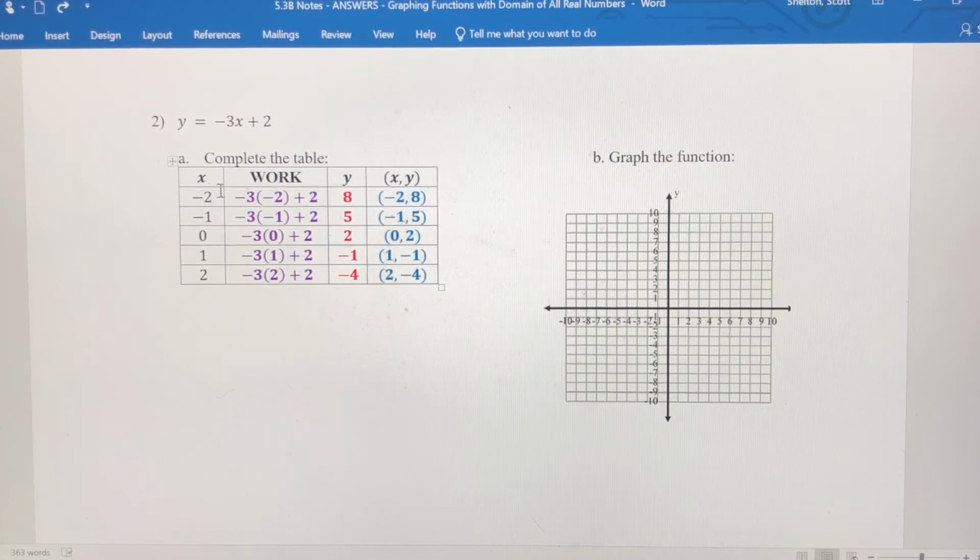Again, you could use any values for x. These values are pretty small, so the math is a lot easier. So try to use these values when you can. But notice with the y's, we have a pattern here, and that's why we get a linear shape for our graph. So let's graph number 2 now.